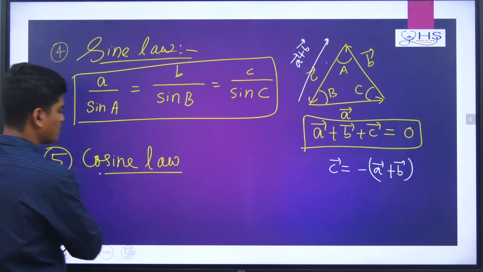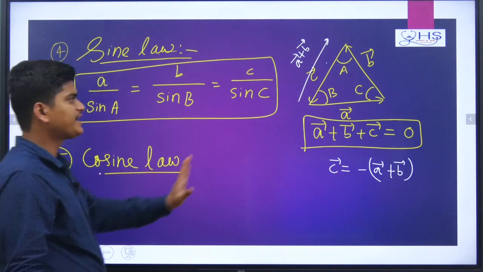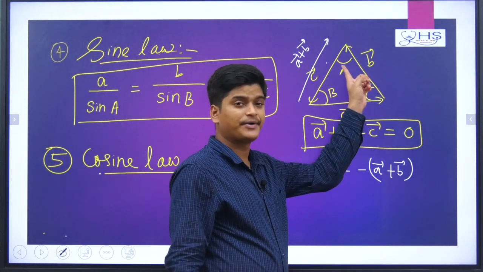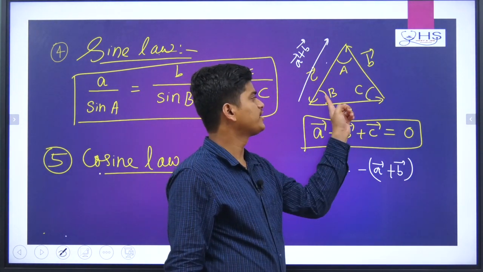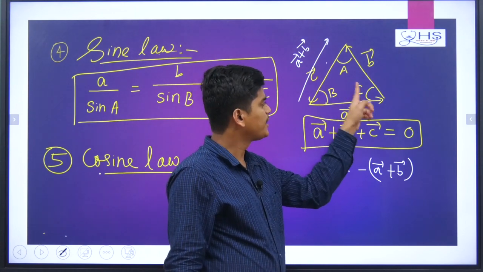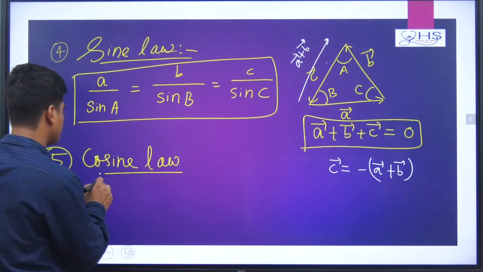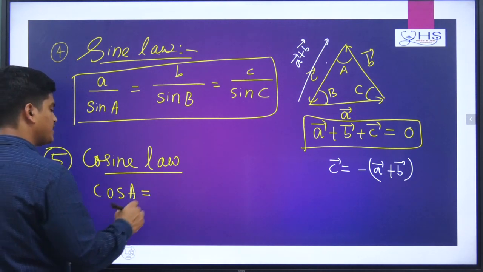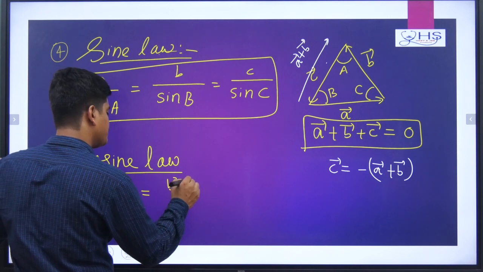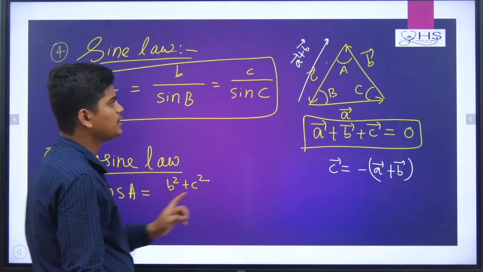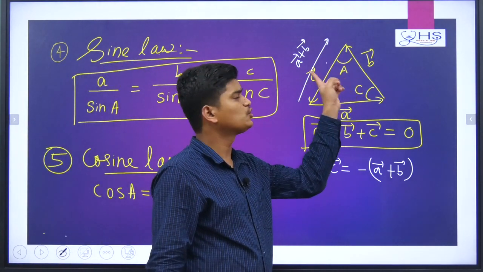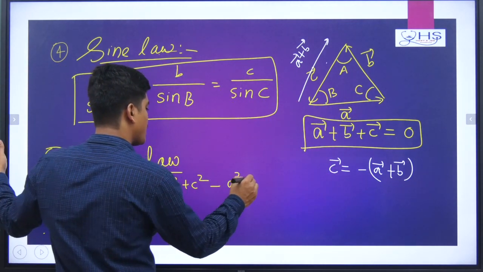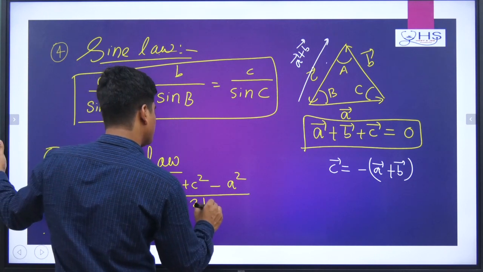Cosine law. So what is cosine law? Same triangle, A vector opposite angle is capital A, B vector opposite angle is capital B, and C vector opposite angle capital C. If you want to find cos A, then how much will I get? I'll get small b square plus c square minus a square divided by how much?